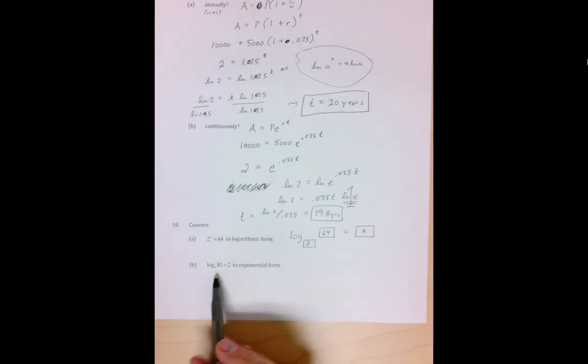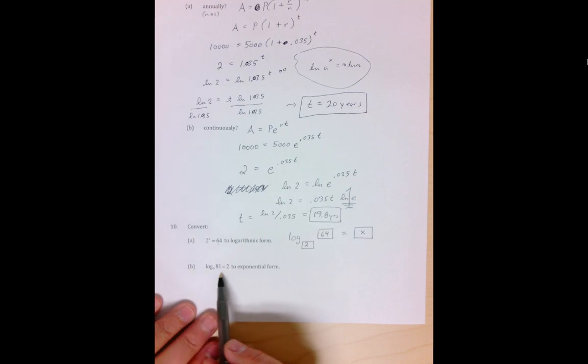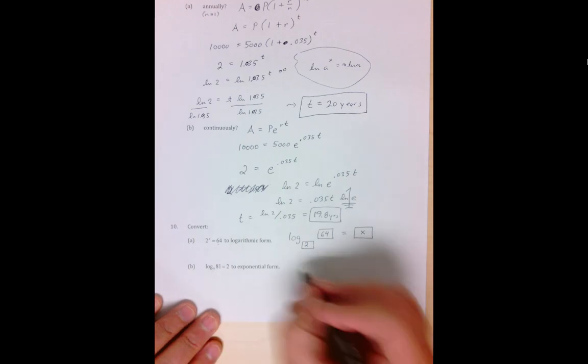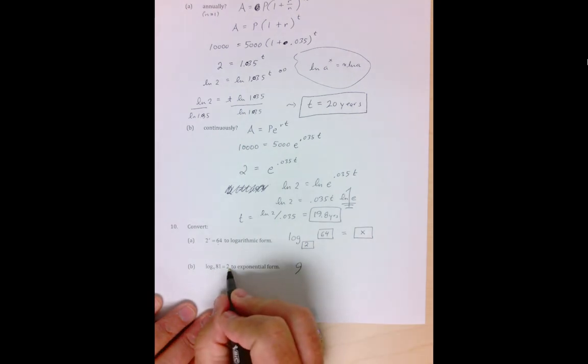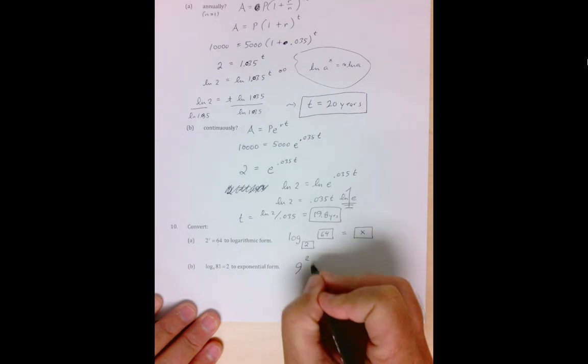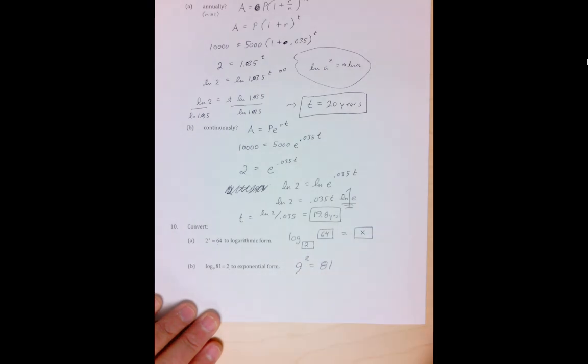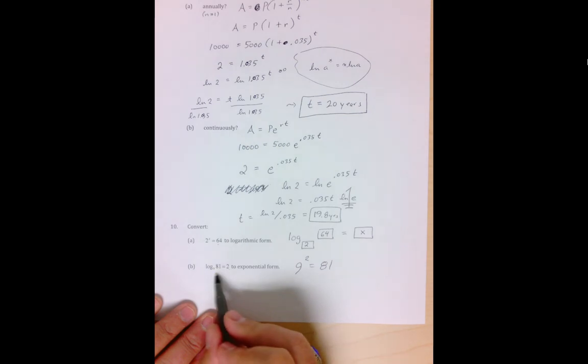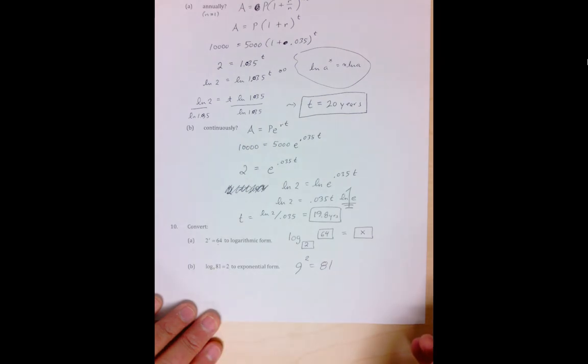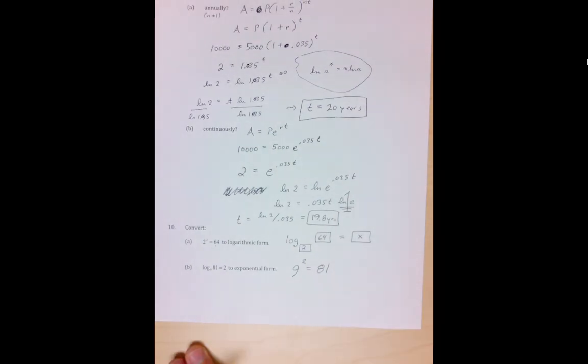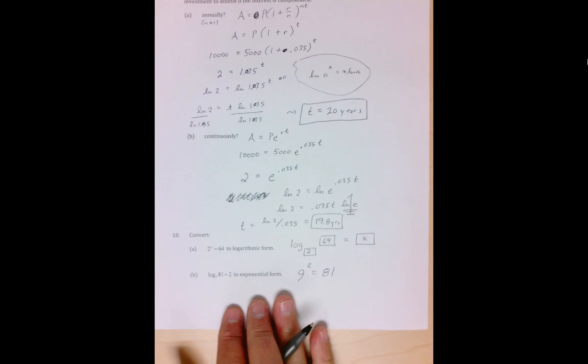All right, gang, take this to exponential form. So again, this is our base. This is our answer. And that's the answer to the base raised to that exponent. Okay. So there's no variable in there to solve for. It's just a matter of converting.